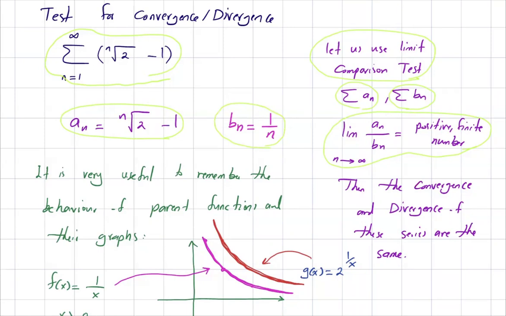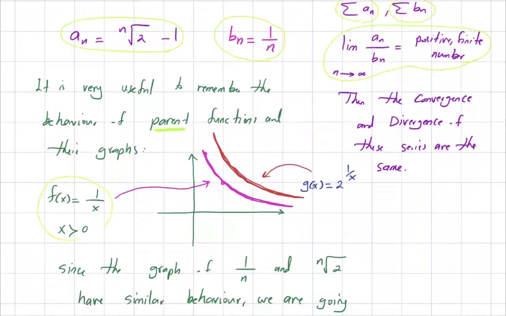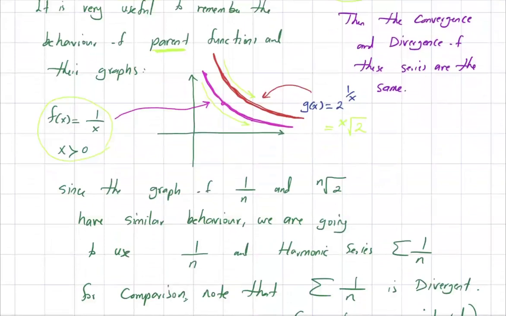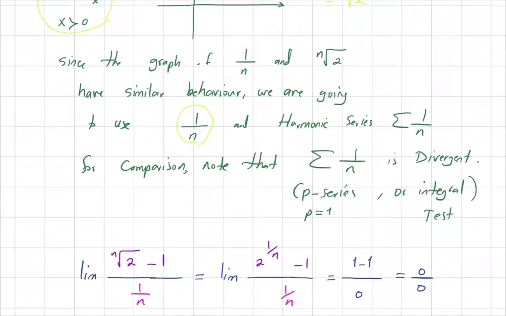Why is that? Because from elementary calculus, pre-calculus or algebra, I remember the behavior of parent functions. The graph of 1 over x, where x is positive, behaves like this. The graph of the x root of 2 also behaves like this. So they have similar behavior. Since the graph of 1 over n and the nth root of 2 have similar behavior, we're going to use 1 over n and the nth root of 2 minus 1.